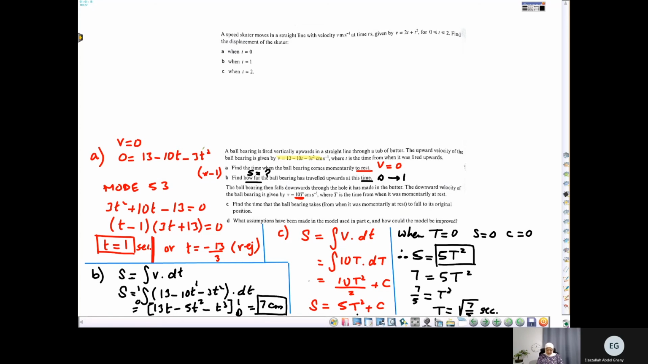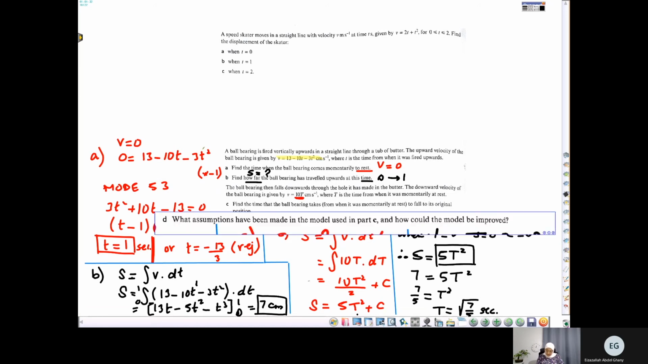Question D, he is asking about assumptions. In mechanics, M1, we usually put some modeling in the questions to make it easier. What assumptions have been made in the model used in part C, and how could the model be improved?